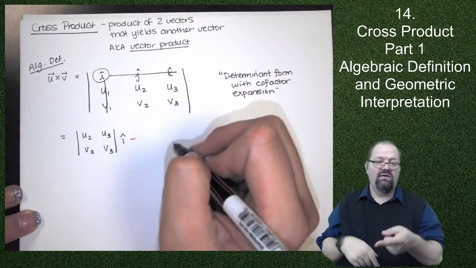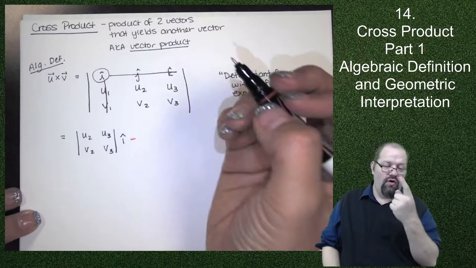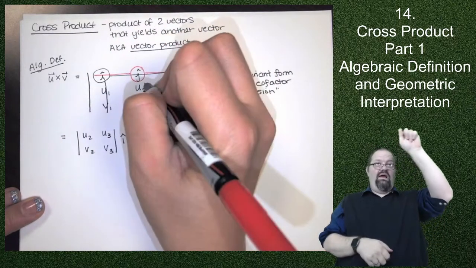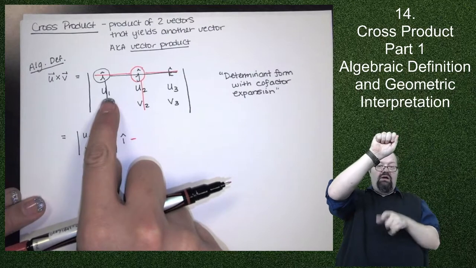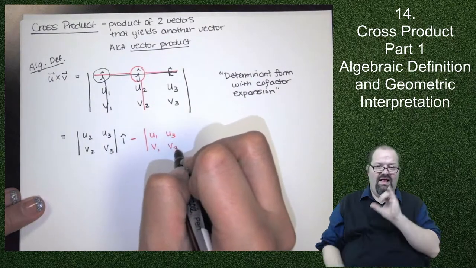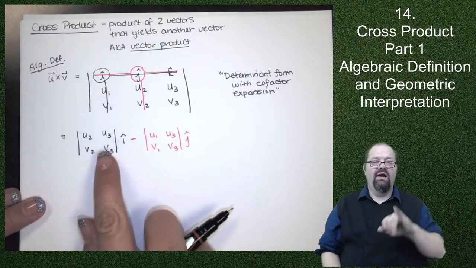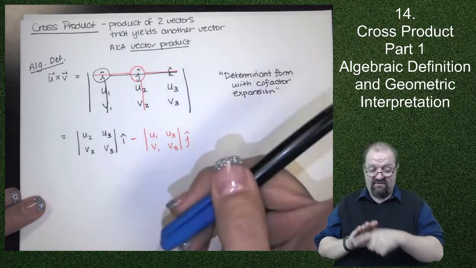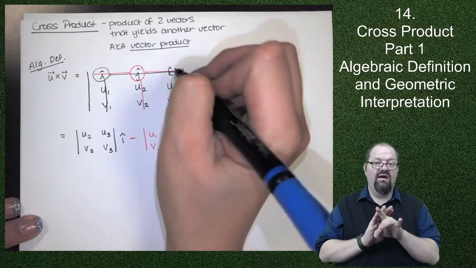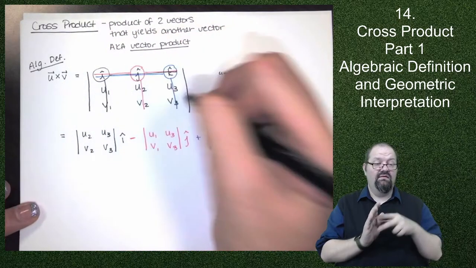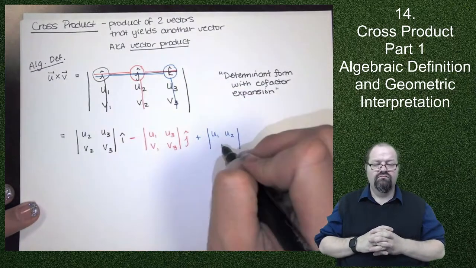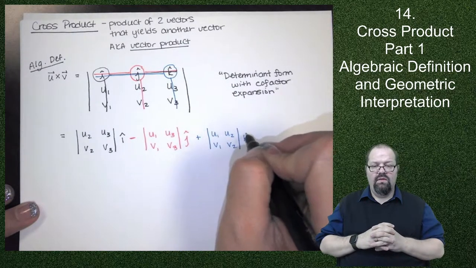To find the next component of our cross product, we're going to cross out the row and column containing j hat. So cross out the top row, cross out that column, and you're left with u1 and u3, and v1 and v3. And you multiply that by j hat. Notice it goes positive, negative, and the next one's positive. To find the z component, we cross out the row and column containing k hat. You're going to have u1, u2 in the first row, and v1, v2 in the second row. And you multiply by k hat.